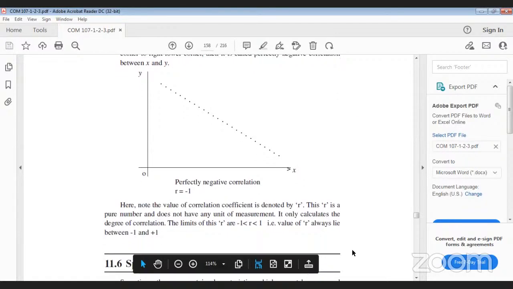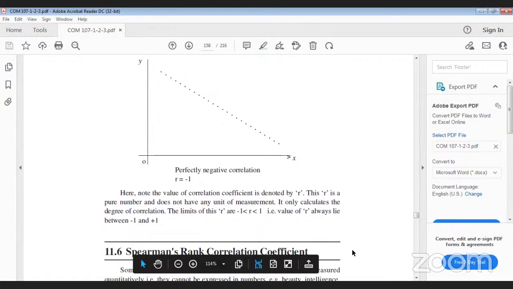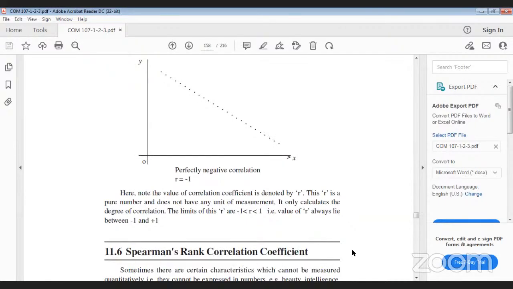Note that the value of the correlation coefficient is denoted by r in the English language. Second, this r is a pure number and does not have any unit of measurement. It only calculates the degree of correlation, and the limit of this r is +1 and -1. The value of r always lies between -1 and +1.